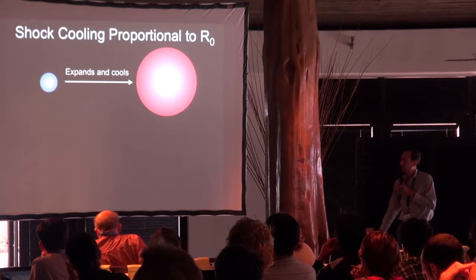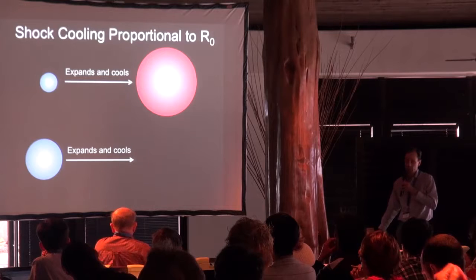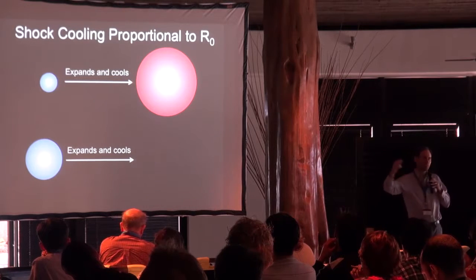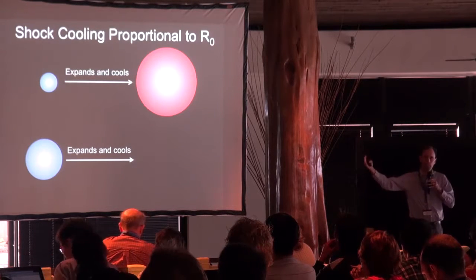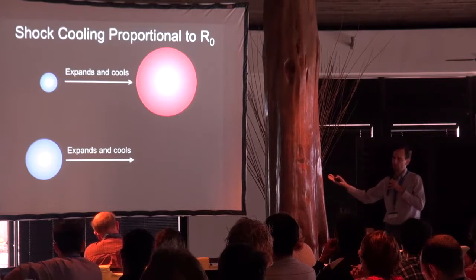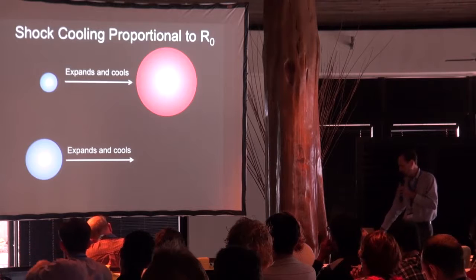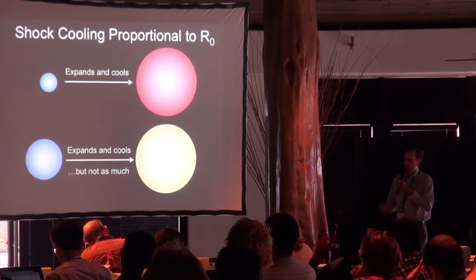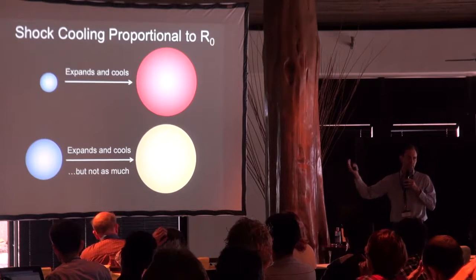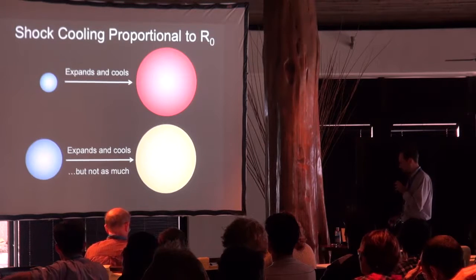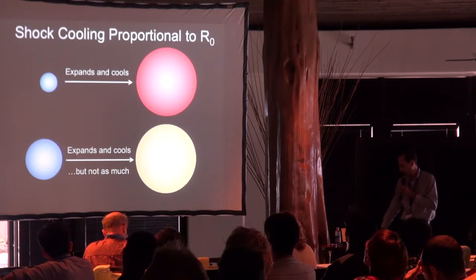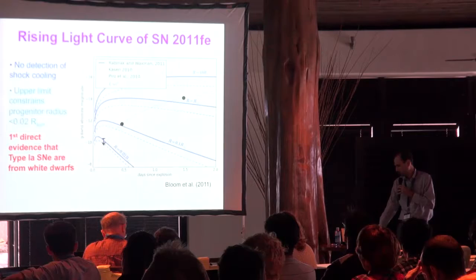But now if you take a larger radius star to begin with, it's going to again expand and cool, but once you get to the same radius, the fractional change in radius you've had is going to be less. And so you're not going to cool as much. And so it's going to end up being a brighter signature. That's why you get something that's roughly proportional to the radius of the star. So hopefully it's easy to remember now.